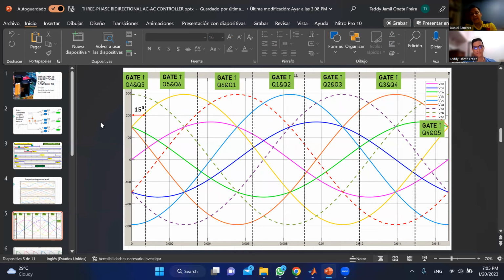Well, here, as a summary, we can see each gate. For example, at the beginning we have the gate pulse for thyristors 4 and 5, and between each phase there is an offset of 60 degrees, and the amplitude of each phase is 120 degrees. And the next slide.